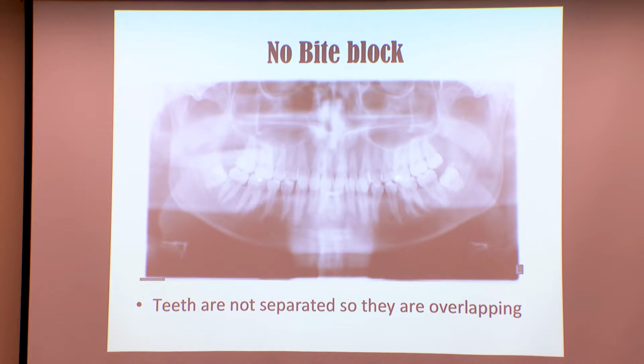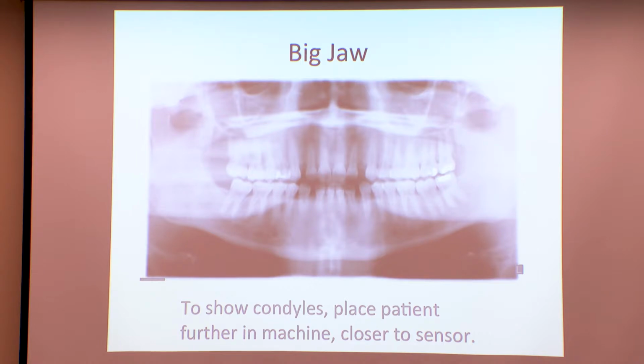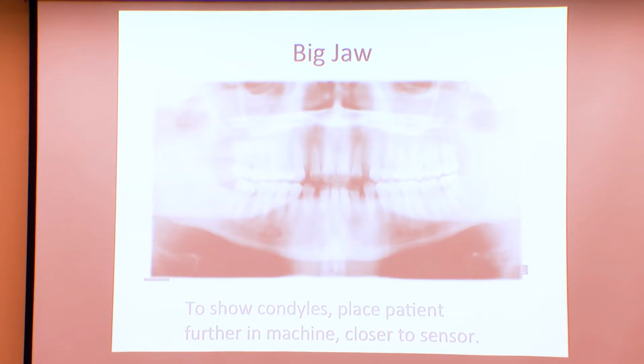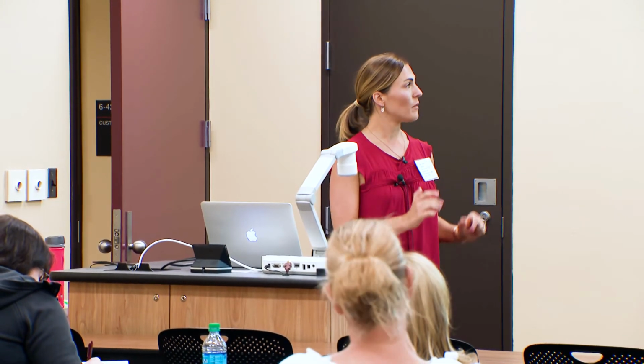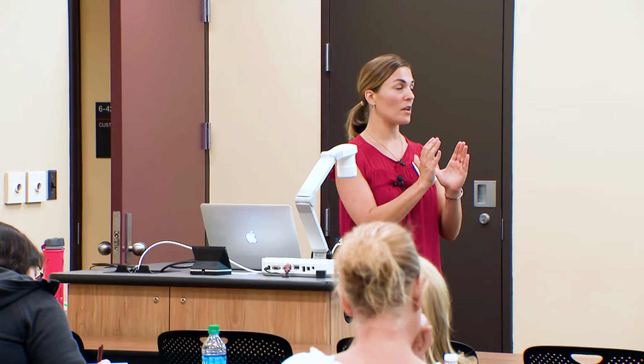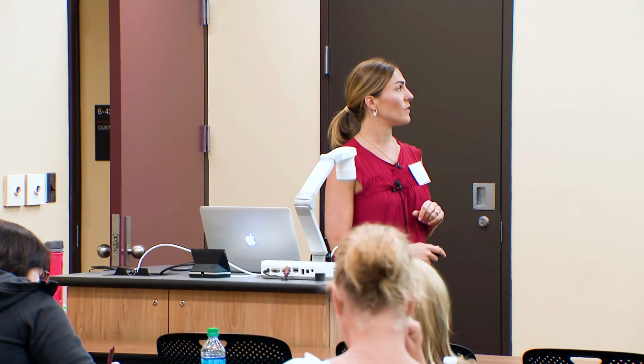If you forget to put a bite block in or separate the teeth, you'll have overlap of the anterior incisors. If you have a patient with a really big jaw, really big face, you can't fit them on the whole image. What you do is just take your bite block off that you would normally use and bring the patient a little bit forward into the machine, and separate their teeth with some cotton rolls instead of using the bite tab. And that will cause their head to look a little bit smaller, so you can fit it on the whole image.